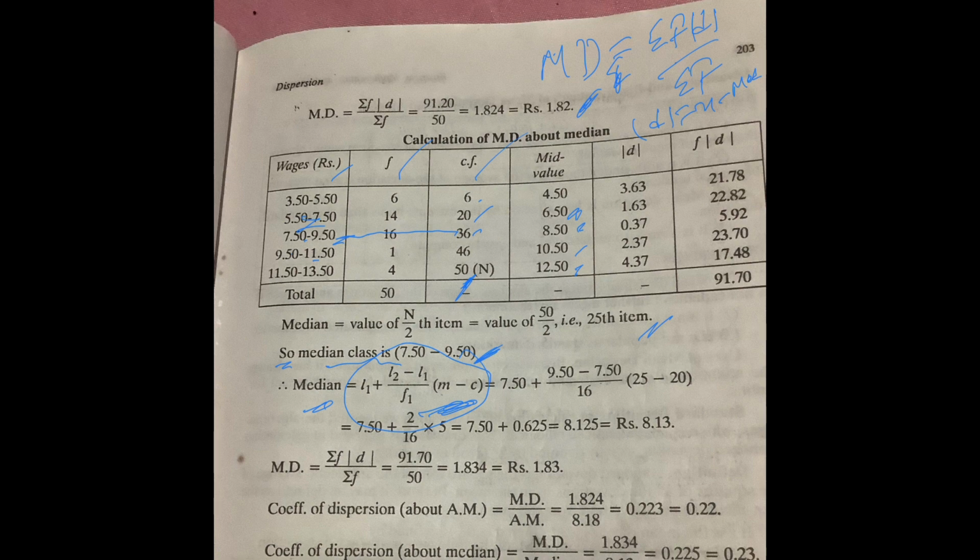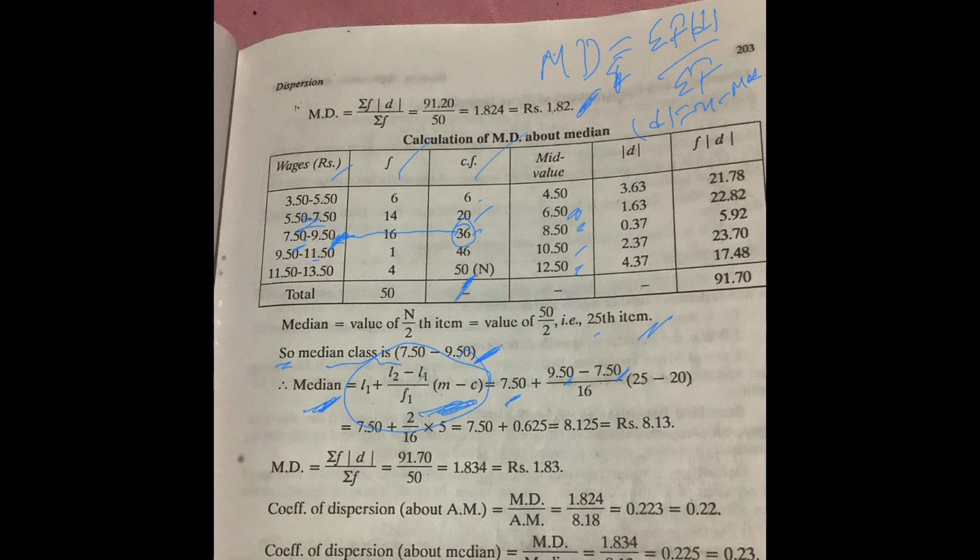Now first, don't get confused about this. First let us find median is equal to L1. L1 means the lower limit of the class boundary in which median lies. So median lies in, not 36, because the 25th item is greater than 20, less than 36. So the median lies in here. So the lower class boundary is 7.50, so your L1 is equal to 7.50. L2 is the upper limit of class boundaries. The upper limit is 9.50, so L2 is here 9.50.